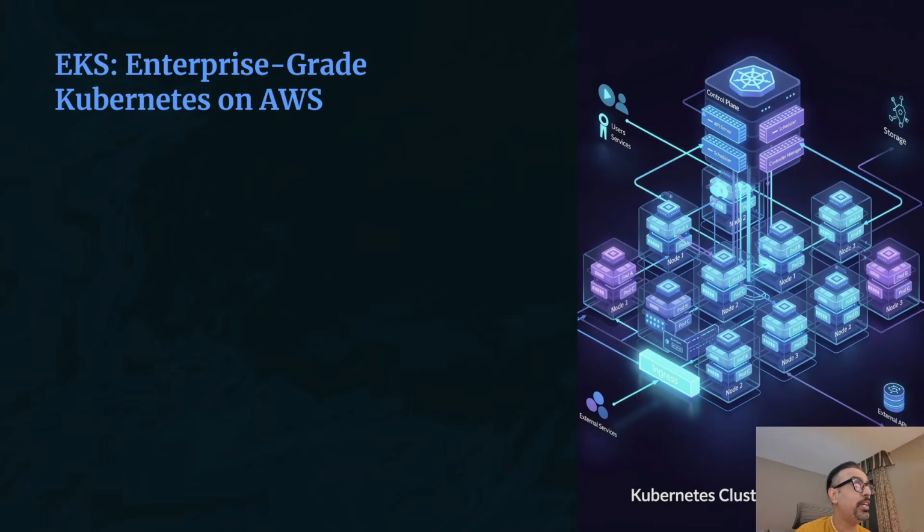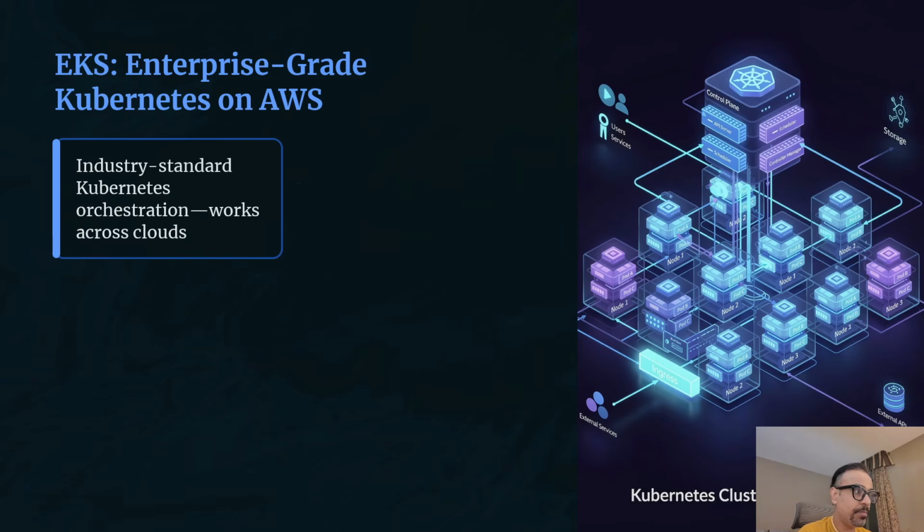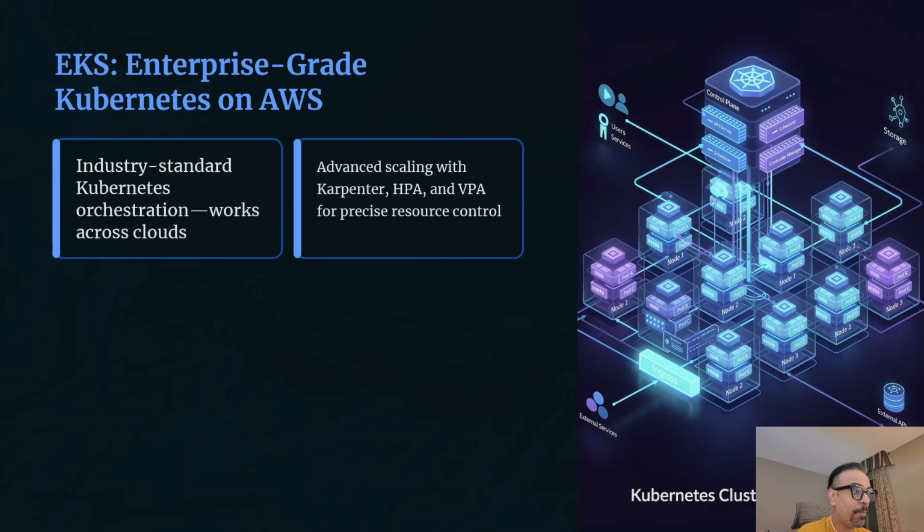Now, let's talk about EKS. EKS is for teams who need industrial strength container orchestration or plan to use multiple cloud providers. Kubernetes is the industry standard. If you learn Kubernetes on AWS with EKS, those skills transfer to Google Cloud, Azure Cloud, or on-premise environments too. That portability is really very powerful.